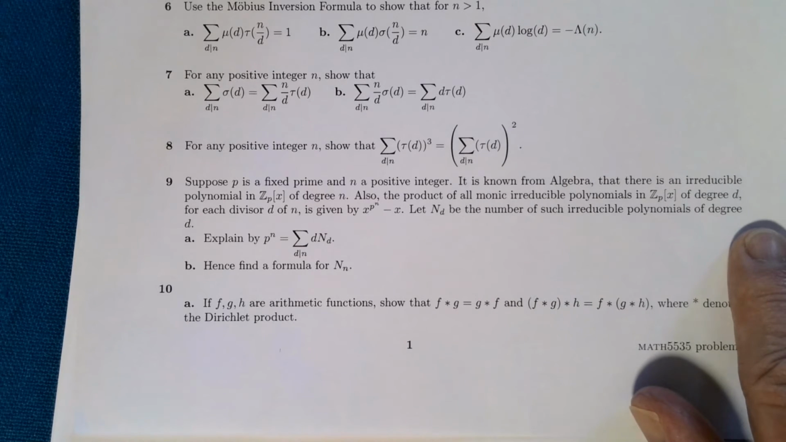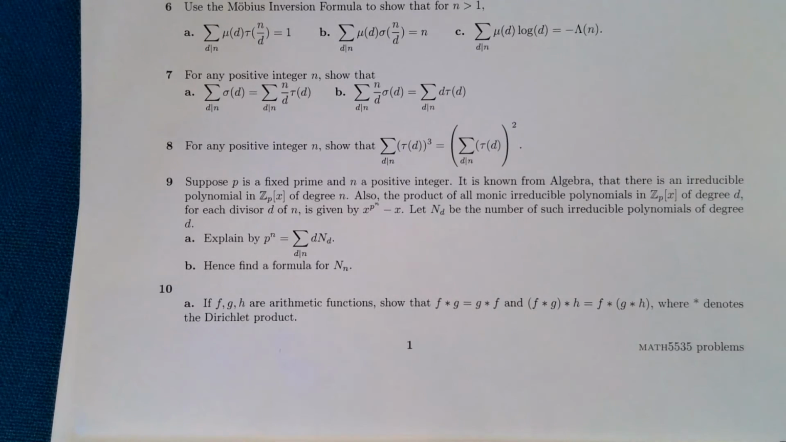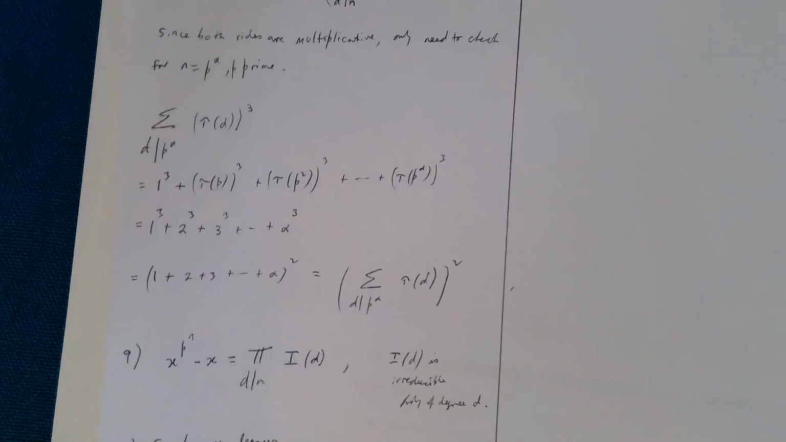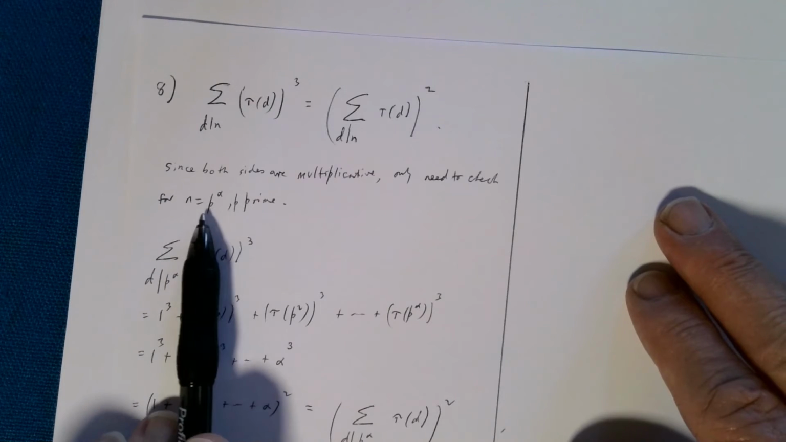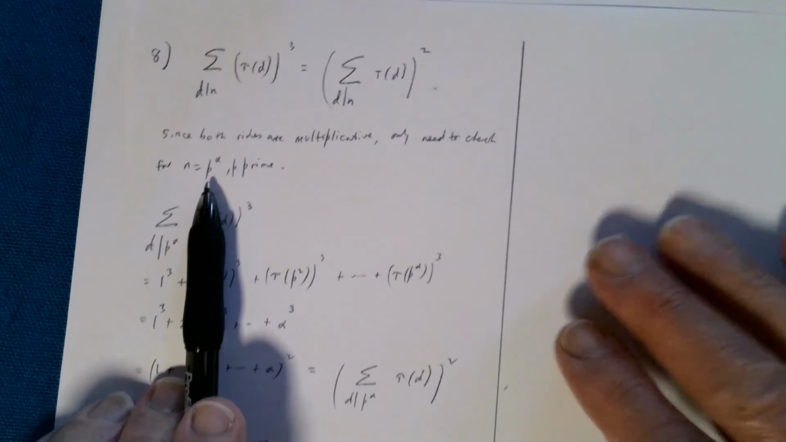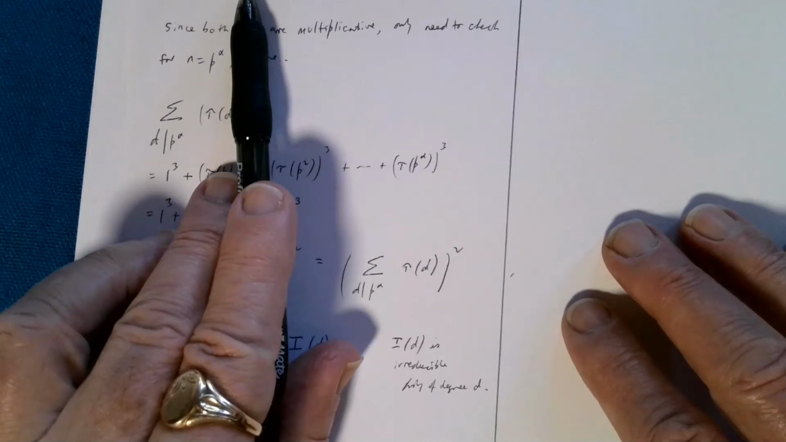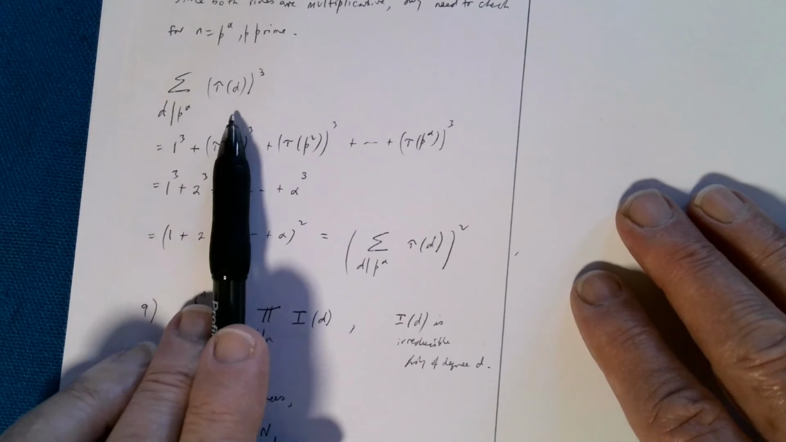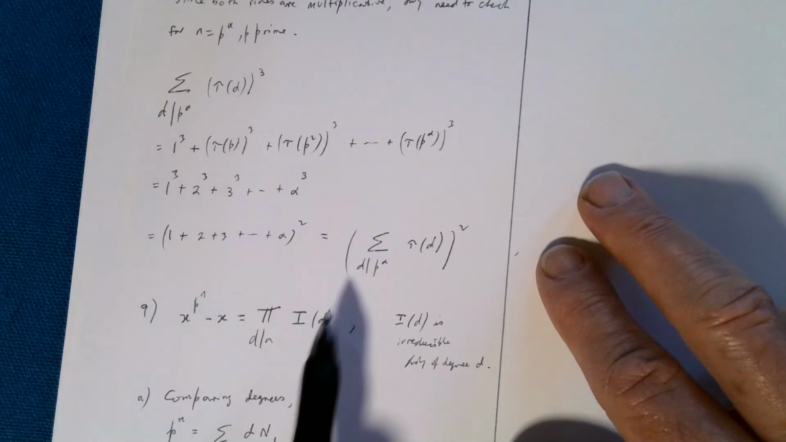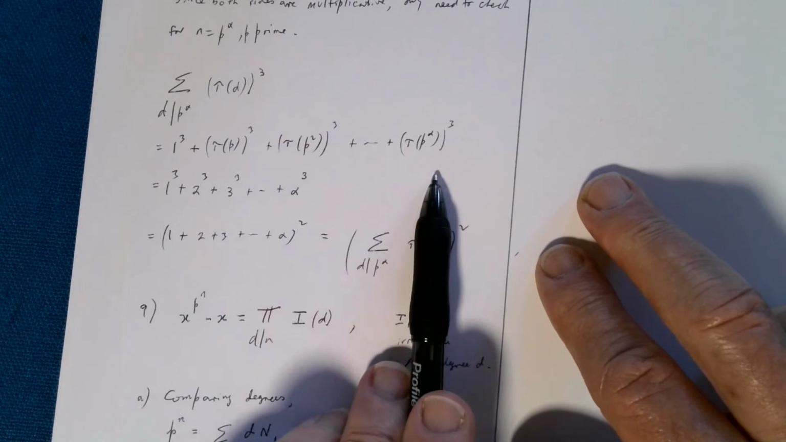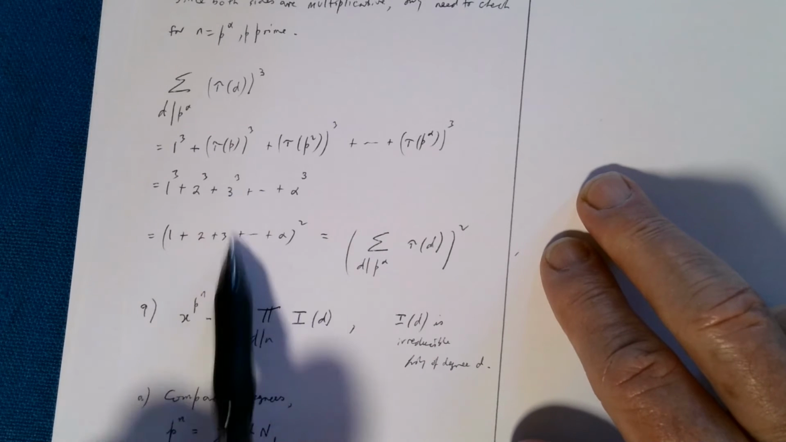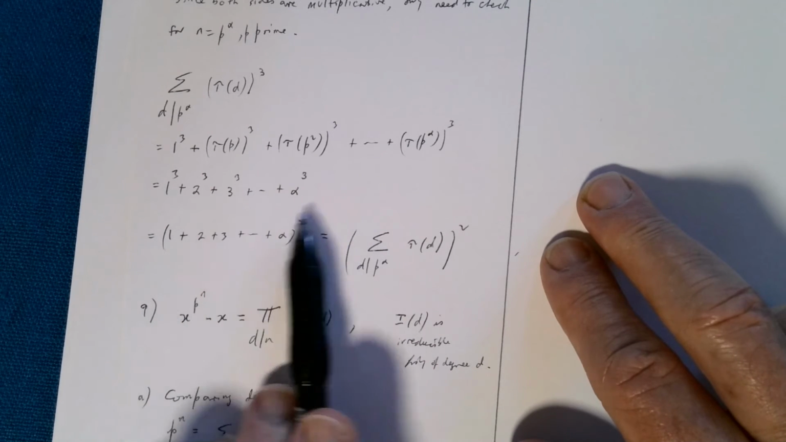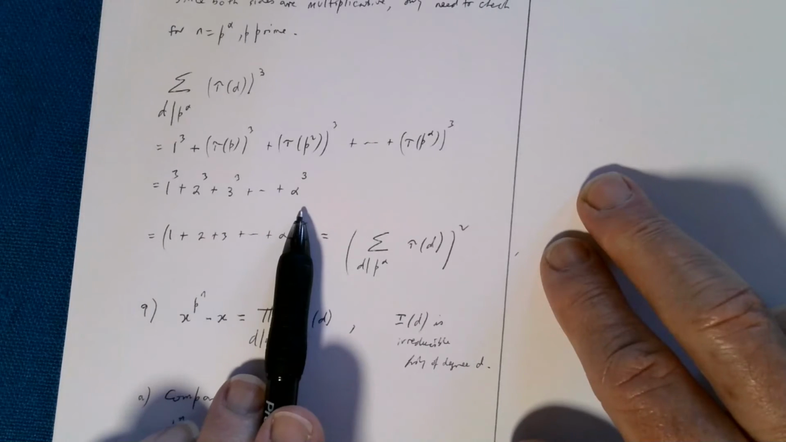And the proof of this one, well, again, since both sides are multiplicative, I'm just going to check what happens at prime powers. So I'm going to put n equals p to the alpha in. Start off with the left hand side, so that's this expression here, the sum of the cubes. And again, I'll just write out what the sum looks like, and I can evaluate each of these because we know tau of p is going to be 2, tau of p squared is 3, and so on. So we end up with this one.